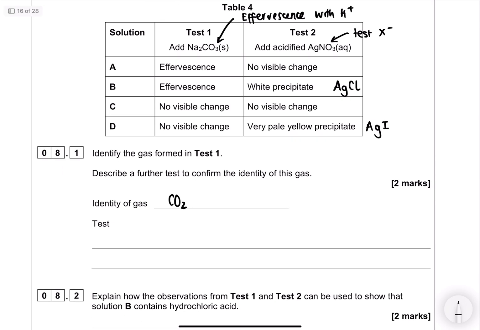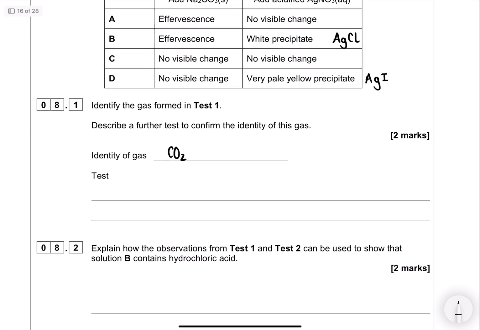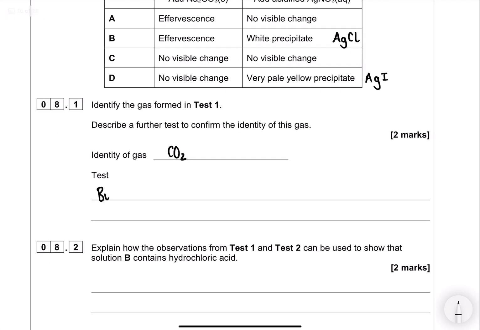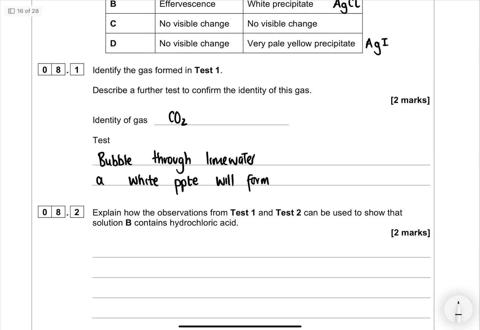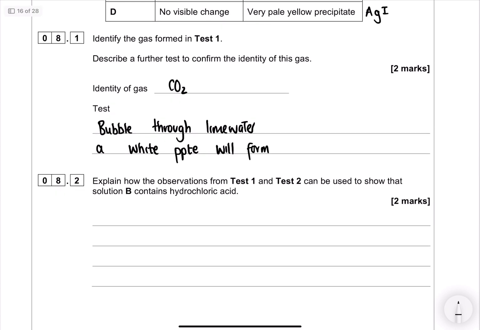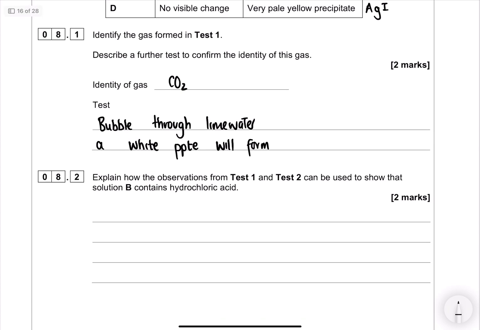And how could you test to confirm the identity? Well, that's from our GCSE knowledge. We're going to bubble through lime water. And we will see a white precipitate will form. If you've written lime water will turn cloudy, they will allow that, but it's better to say a white precipitate. We're getting calcium carbonate forming.